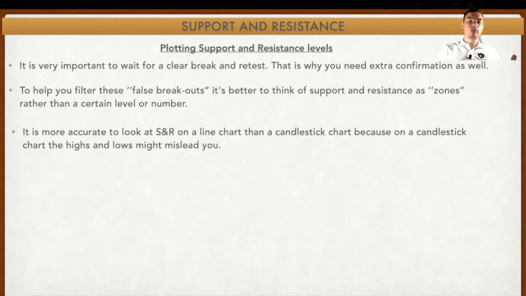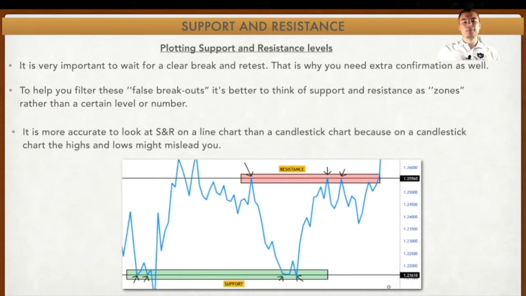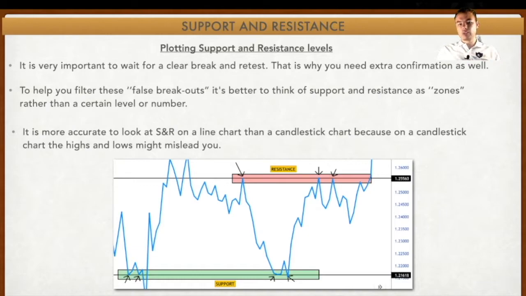Sometimes, for certain people, it's more accurate to look at support and resistance on a line chart than a candlestick chart, because a candlestick chart has highs and lows, it will mislead. So if you're not using the zone method of support and resistance, you can then just change your chart into a line chart and then base it off of that, which I'll show you. So as you can see, this is a candlestick chart turned into a line chart, and you can then identify there's your support, there's your resistance.